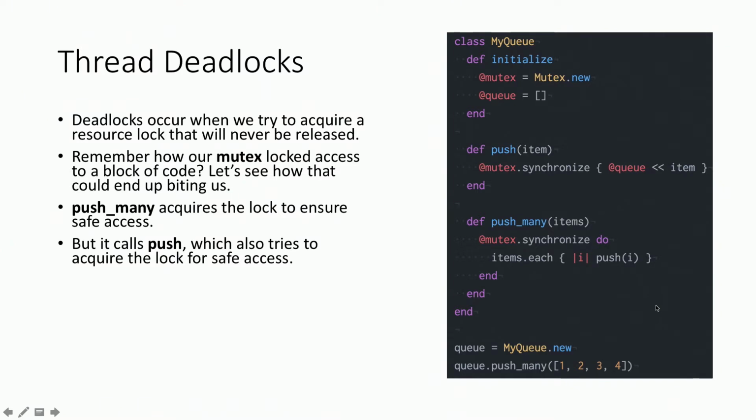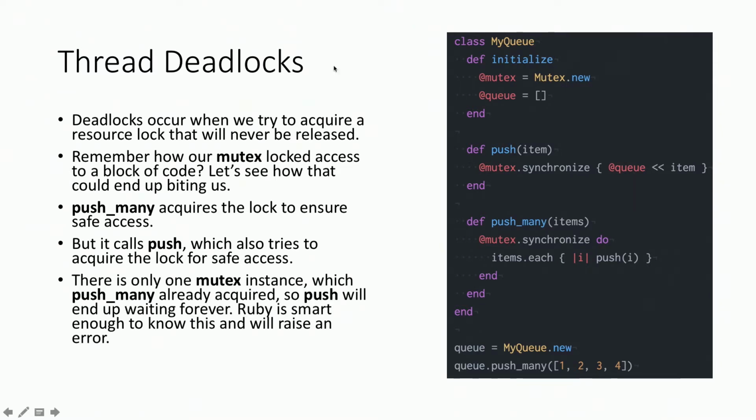We could obviously not do that. We could just do the variable way, but the point is now we have push, which also has a mutex. It's sharing the same mutex. So inside this mutex, we've got a lock, and we've got the push method also asking for a lock, even though that lock has already been acquired. It's wrapped inside itself. Therefore, it will never be able to obtain that lock because it's currently locked. So push will end up waiting forever. Ruby's smart enough to know that, so it'll raise a deadlock error when this code executes.